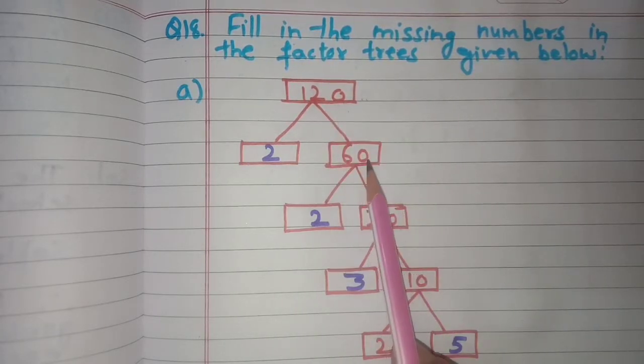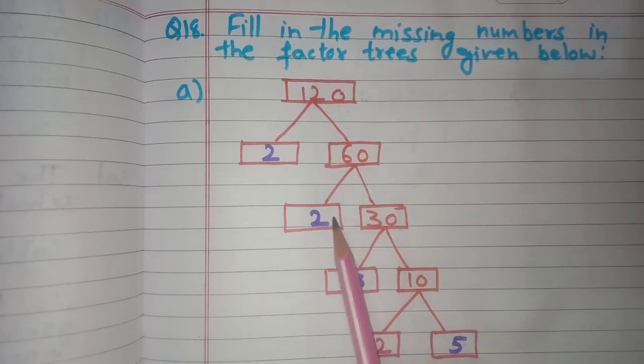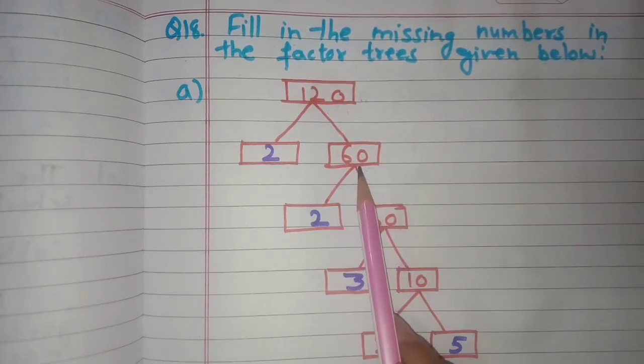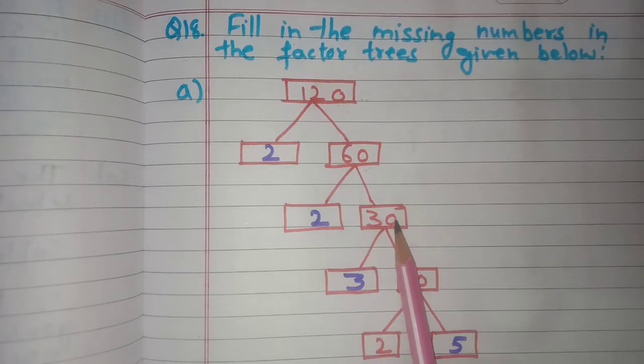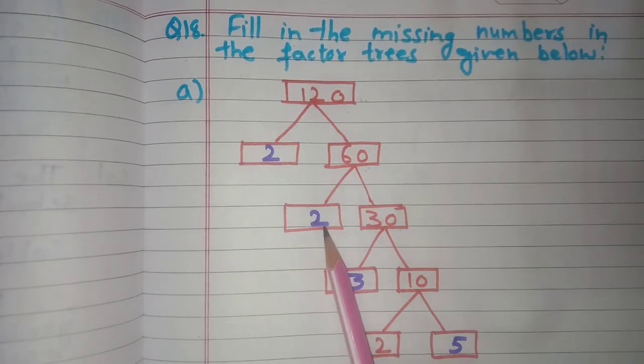Now next, here we need to write two numbers so that when we multiply these two numbers, we will get 60. So one of the numbers is 30. When we multiply 30 by 2, we will get 60. So the other number will be 2.